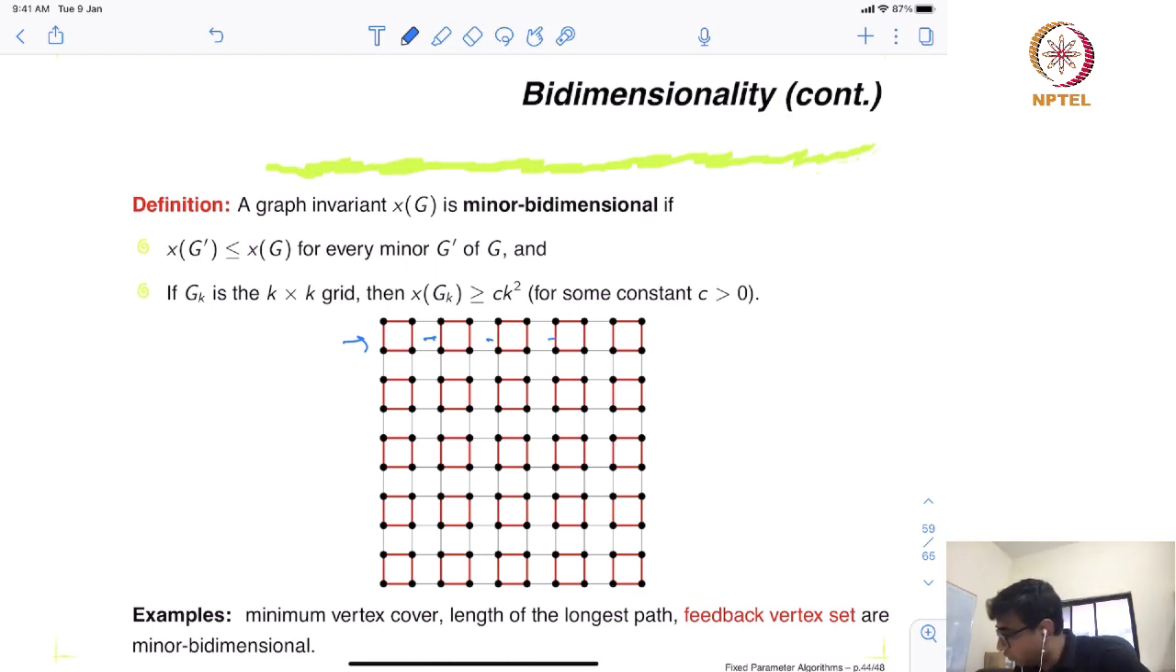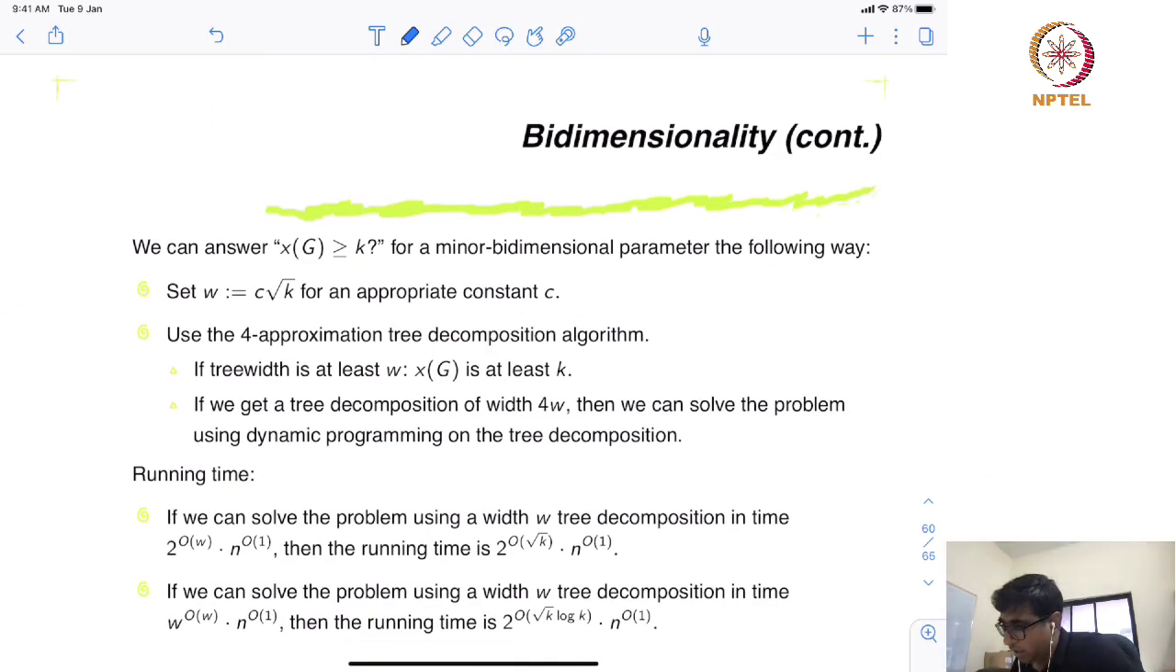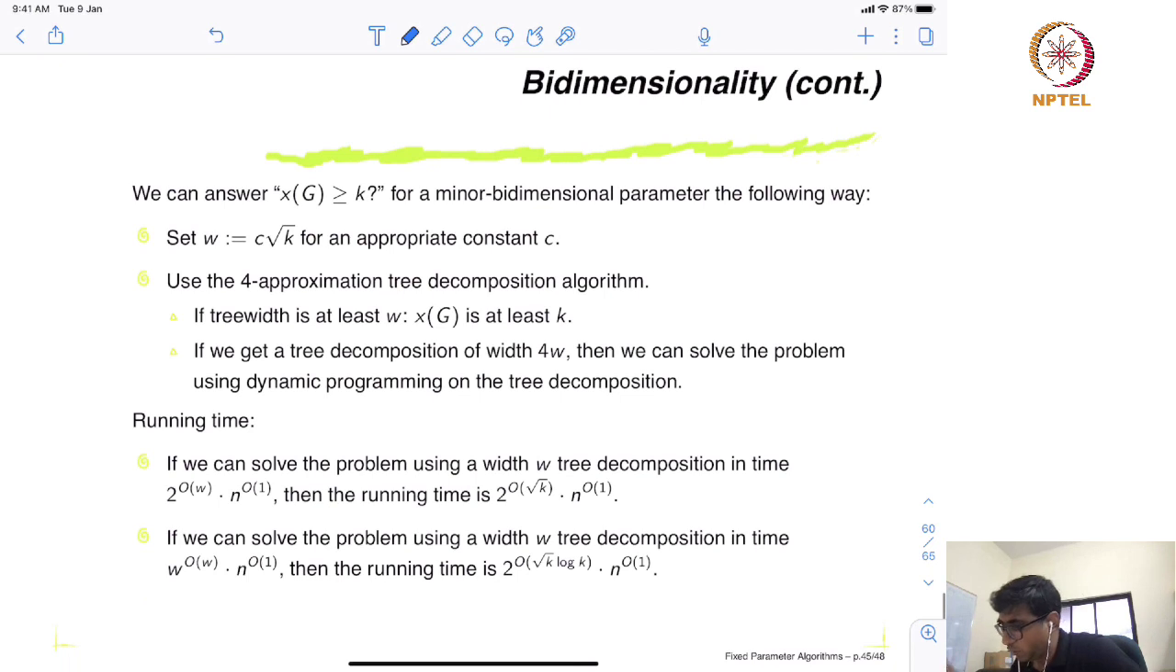Now, what does this tell us? For minor bidimensionality, this is the algorithm we can get. We can answer whether χ(G) is greater than or equal to k for minor bidimensional problems in the following way. You set an appropriate c·√k as w, you apply a factor 4 approximation, and if the tree width is large, you answer that you know χ(G) is at least k. So for a maximization problem you might be able to say this is a yes instance. For a minimization problem, you might be able to say it's a no instance.